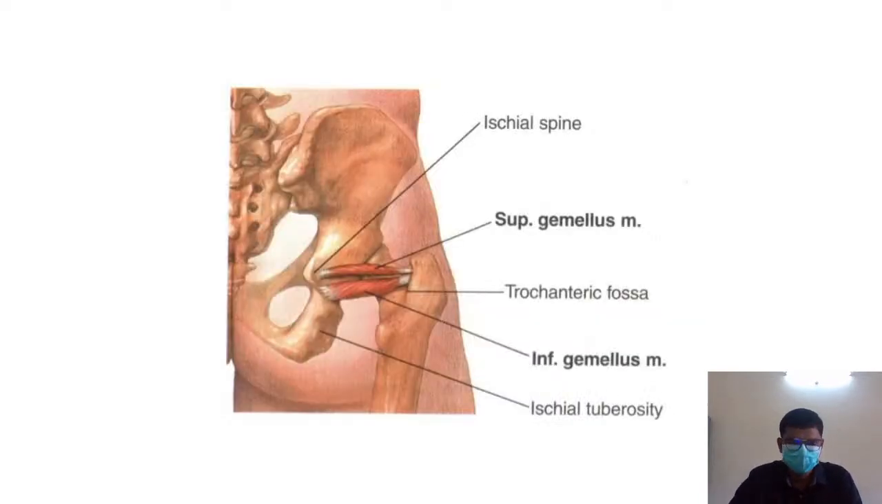The important action of this inferior gemellus is that it helps in the lateral rotation of the thigh at the level of the hip joint. This is our picture showing both these different muscles, that is the superior gemellus muscle and also the inferior gemellus muscle.